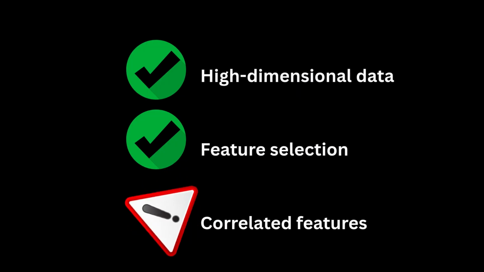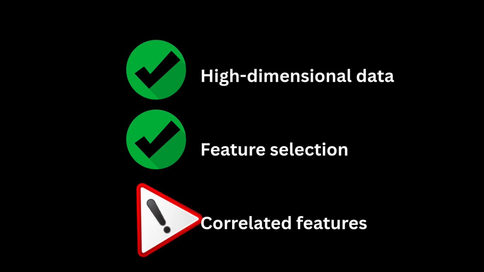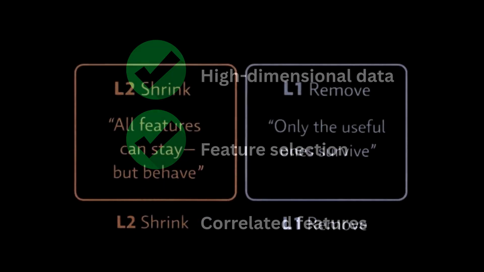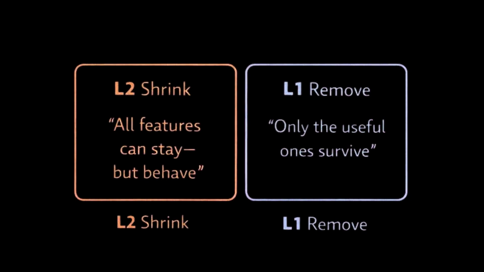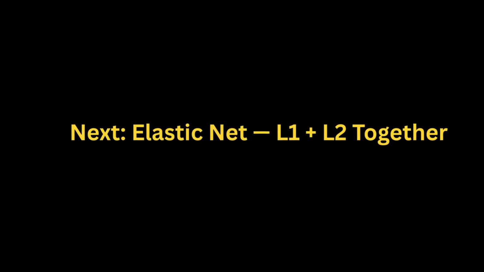But L1 has limitations. When features are strongly correlated, L1 may behave unpredictably. Here's the clean takeaway. L2 says all features can stay but behave. L1 says only the useful ones survive. In practice, we often combine both ideas: control complexity and select features. That leads to Elasticnet.